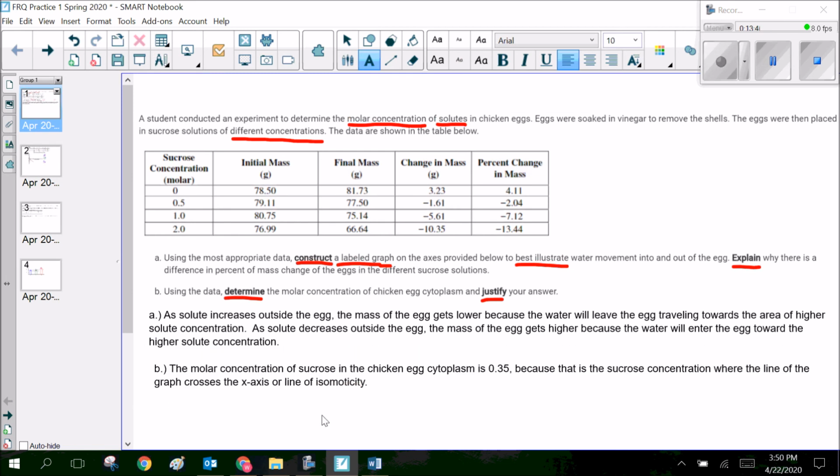The molar concentration of sucrose in the chicken egg cytoplasm is around 0.35. This is an arbitrary number I picked around there, because that's the sucrose concentration where the line of the graph crosses the x-axis, or the line of isosmoticity, which basically means that the egg has got to have the same amount of solute as the concentration of the solution. I hope that makes sense to you guys, and that's the first little bit of that problem. So that's how I would solve that. If you guys have any questions, please let me know.